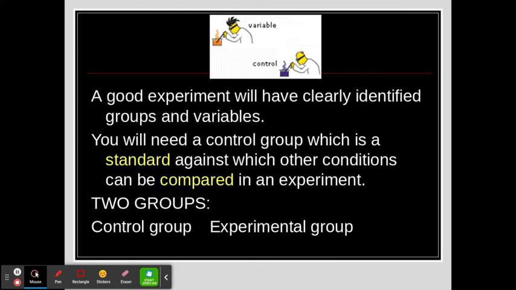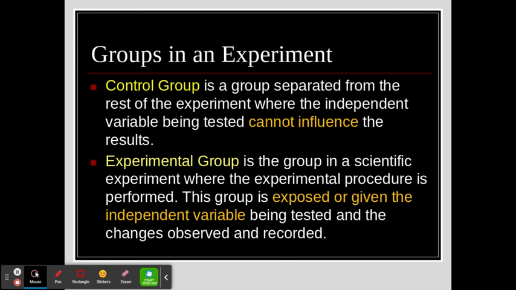So the control group, and this is an important definition, is the standard against which the other conditions can be compared to in the experiment. Sometimes it's called the control group. So you always have the control group, and then you have your experimental group. The control group is the group separated from the rest of the experiment where the independent variable being tested cannot influence the results.